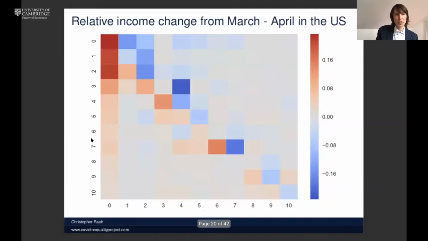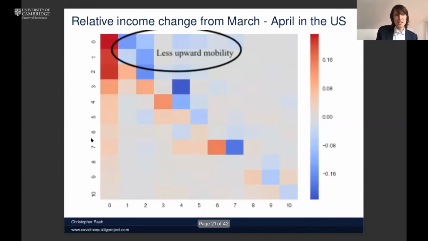A better way maybe of showing this is in this heat map, where now red means the relative transitions from March to April relative to January and February. If a transition was rare in January, February, and now has become very frequent, it's red. If it was frequent in January, February, and now has become rare, it's blue. So what do we see here? We see that there's less upward mobility, in particular for those at the bottom of the income distribution. Before, if you had 0 income or low income, you had a chance of moving up, and this has become less frequent now. So there's less upward mobility from March to April.